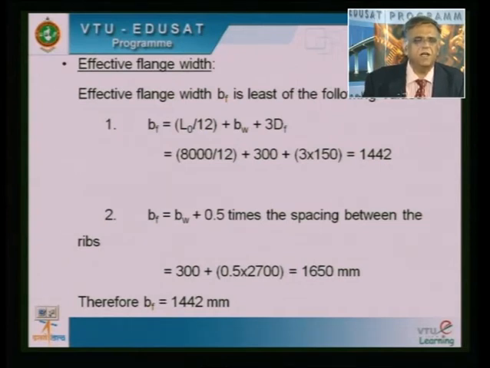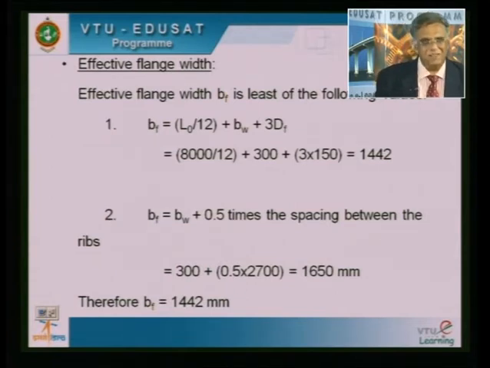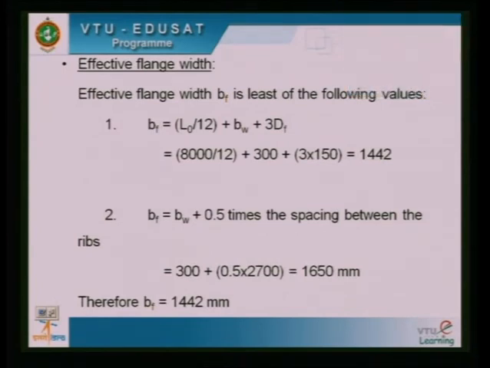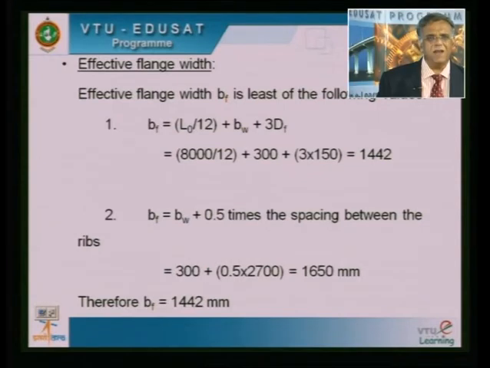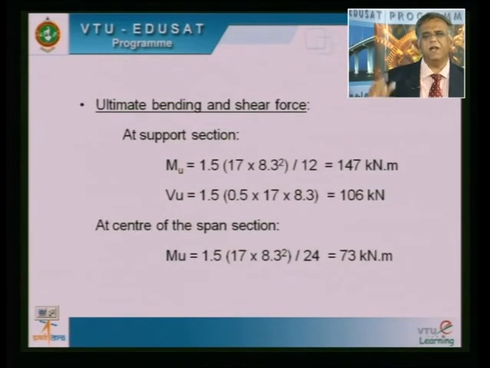Then we have the center to center distance between the ribs, that is 1650 mm. The lesser of the two values is going to be picked up as the effective flange width. Please understand that effective flange width means the part of the slab which is effective in carrying the stresses. The whole of the slab will not participate in the action, only that effective flange width that has been calculated is going to participate in resisting the stresses.